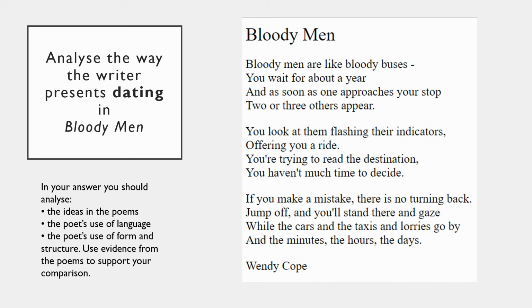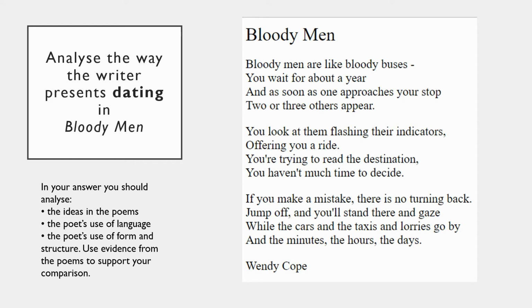Alright then, in order to do it this way I do need to read the poem as we go. So, Bloody Men. Bloody men are like bloody buses. You wait for about a year. As soon as one approaches your stop, 2 or 3 others appear. Okay, so hopefully one of the things that you've noticed there is the use of that simile, making that comparison between men and buses. And then in the next 3 lines, the poet goes on to explain why this is the case. So hopefully that makes sense to you.